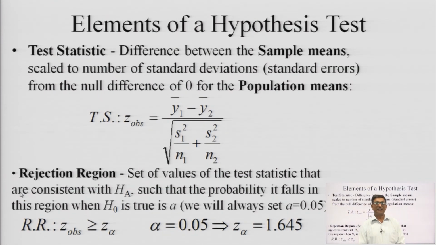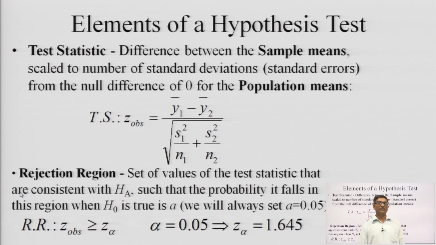And the next step is test statistic. Test statistic is the difference between the sample mean selected, expressed as the number of standard deviations or standard errors from the null difference 0 for the population mean. So, for test statistic we apply z equal to y 1 bar minus y 2 bar over square root of s 1 square upon n 1 plus s 2 square upon n 2, and we calculate the value of z.